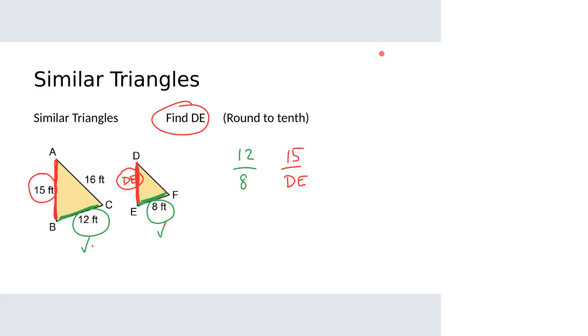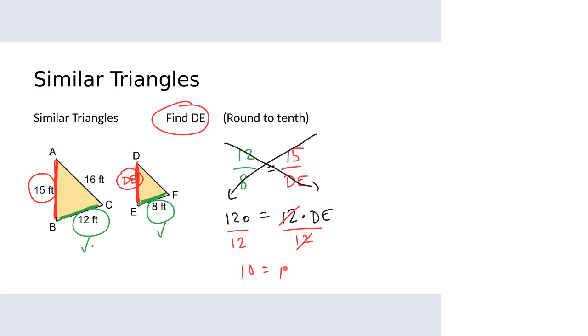And once I've got my proportion set up, now I can solve to find the length of DE. We'll cross multiply. 15 times 8 is 120. The other way, 12 times DE. And then the last thing we would need to do here, divide by 12 to get DE by itself. Divide by 12 on both sides. Those cancel. 120 divided by 12 is 10, and so DE is 10.